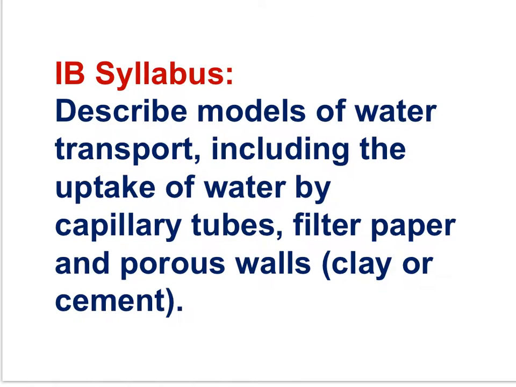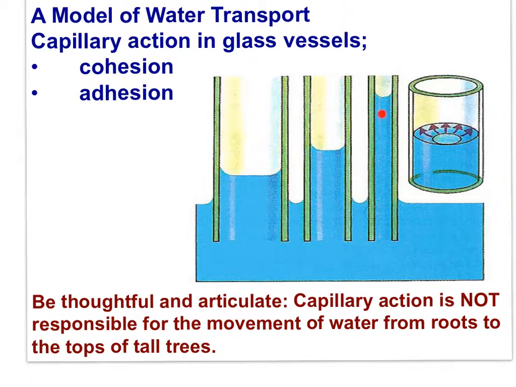And that brings us to the next IB syllabus statement. Describe models of water transport, including the uptake of water by capillary tubes, filter paper, and porous walls. Water moves up vessels of glass, or moves up vessels composed of any polar substance, due to capillary action. You should recall capillary action from when we studied the properties of water earlier in this course.